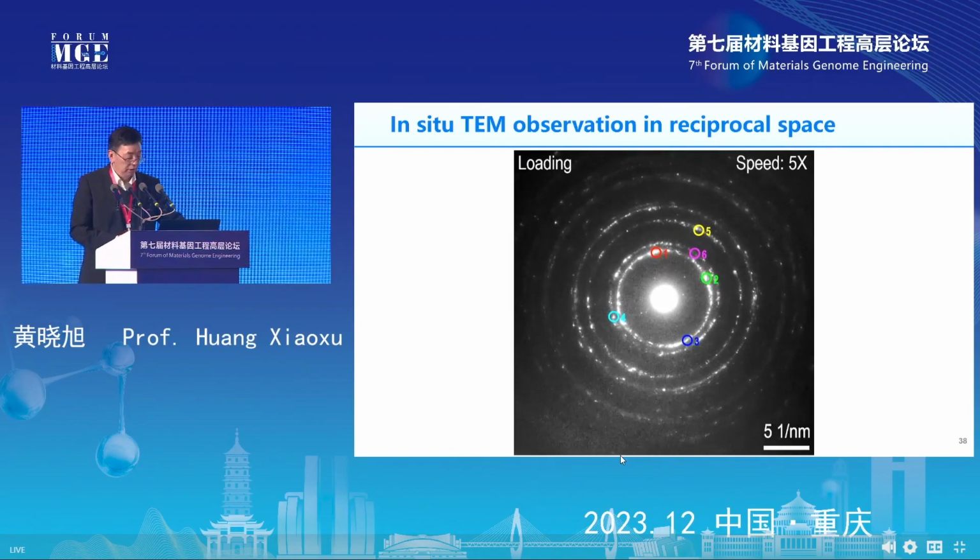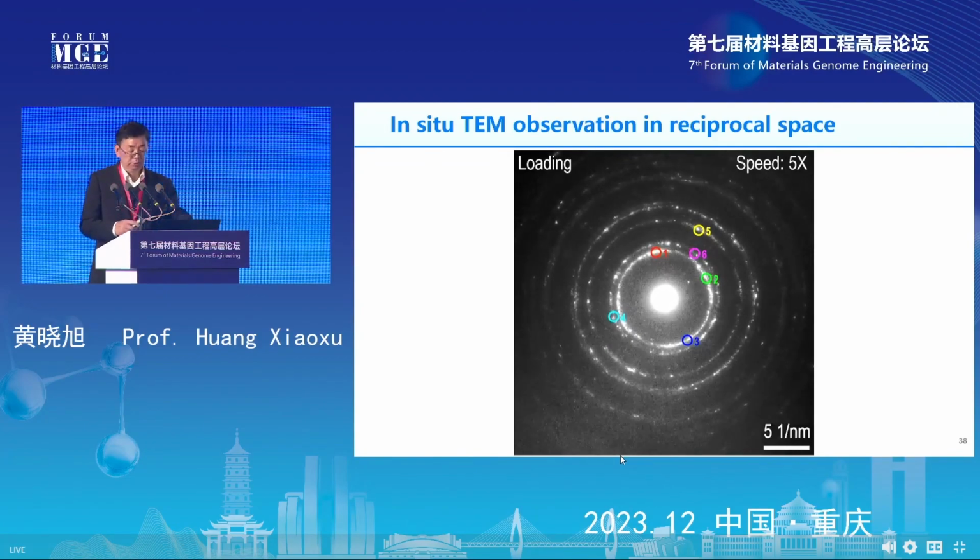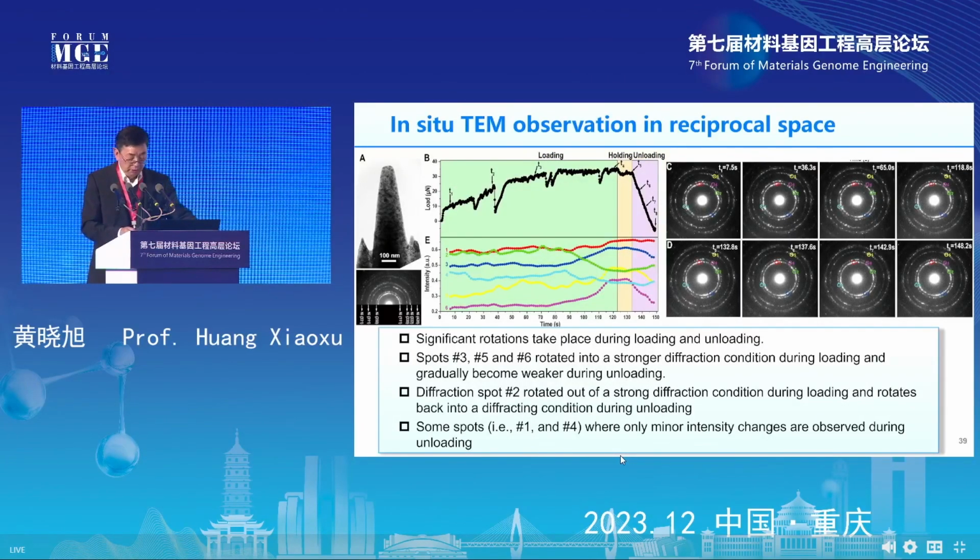And here, in a movie, we try to look at the local intensity change. Anyway, it's probably not easy to see, maybe here it can be a little clearer. For example, from here to here is all the way loading. Here is the holding process, and here is unloading.